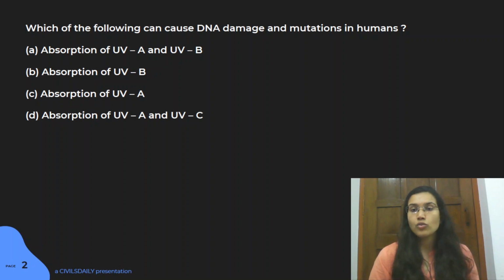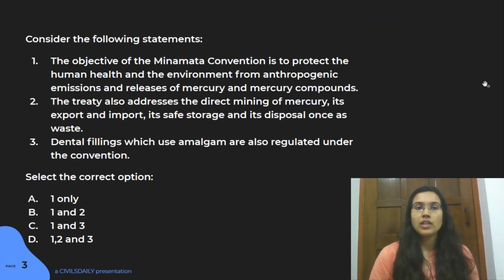So the answer to this question is actually B, because UVB are the most dangerous among those that reach us. The most dangerous are actually UVC, but they do not reach the Earth's surface. That is why we are considering B as the answer here. Let's move on to the next question.